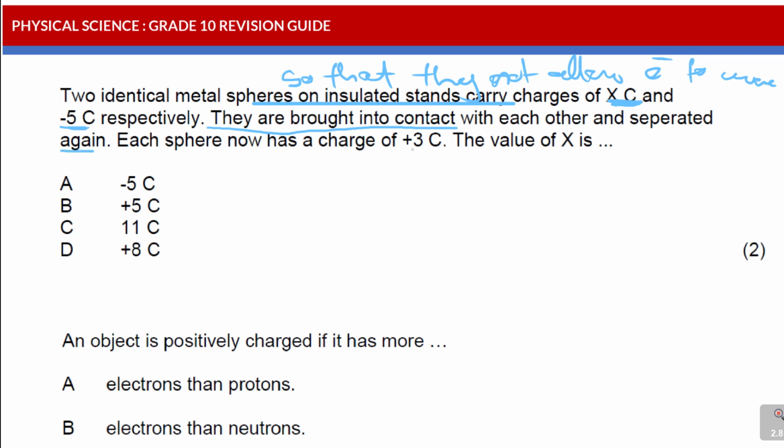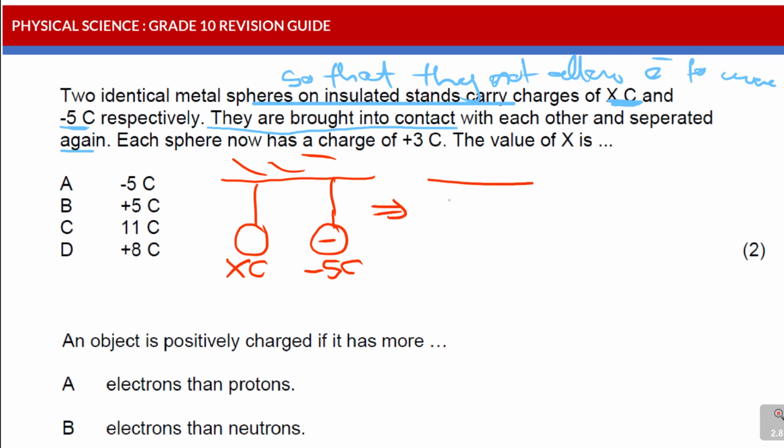Each sphere now has a charge of what? 3 coulombs. The value of x is, so as I say in quick form, this is what you're having. You are having two spheres like this one and this one, and they told you this one is -5 coulombs, so it's negative, and this one is x coulomb. We don't know whether it's negative or positive. And then after that, they are made to touch each other. So you have this one and this one touching one another.